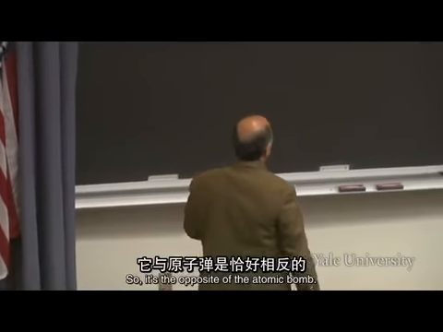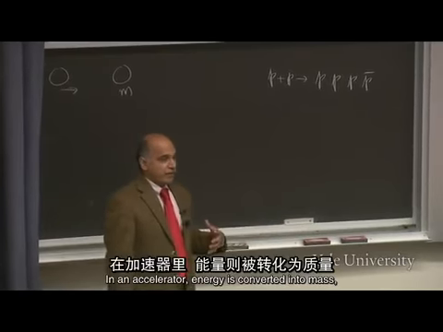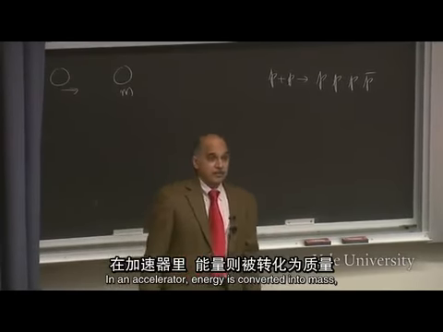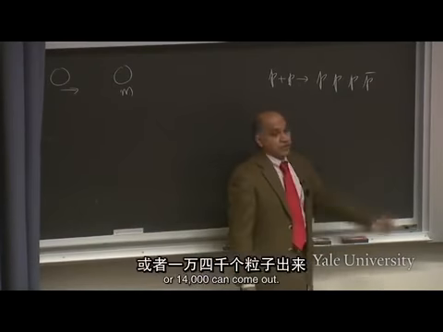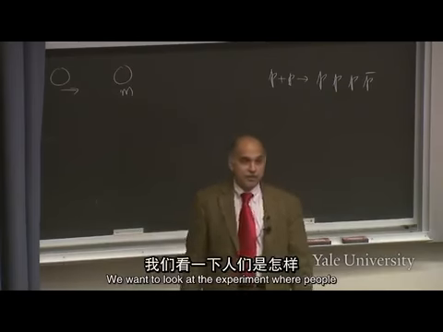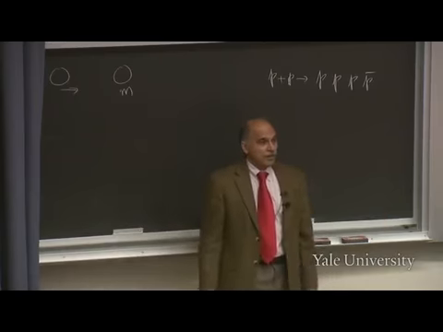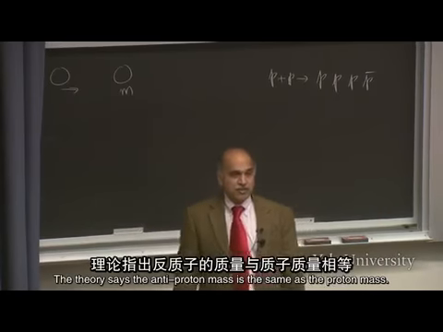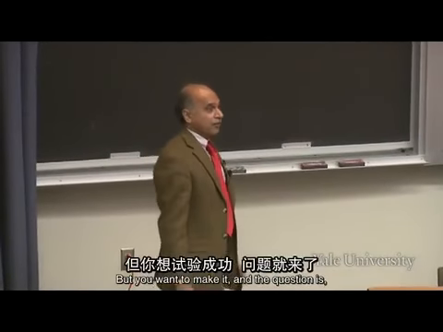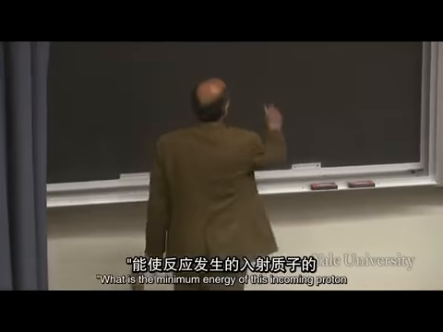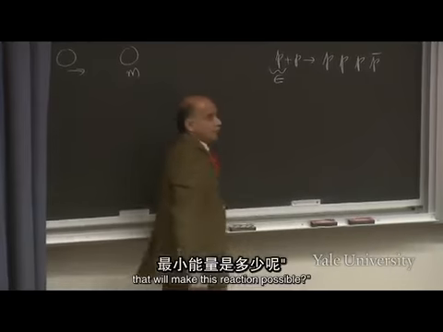So it's the opposite of the atomic bomb. In an atomic bomb, mass is destroyed and energy is created. In an accelerator, energy is converted into mass, which is why 2 particles can go in and 4 particles or 10 or 14,000 can come out. So we want to look at the experiment where people were trying to make antiprotons. The theory says the antiproton mass is the same as the proton mass. It's a very general symmetry of theories. But you want to make it. And the question is, what is the minimum energy of this incoming proton that will make this reaction possible?